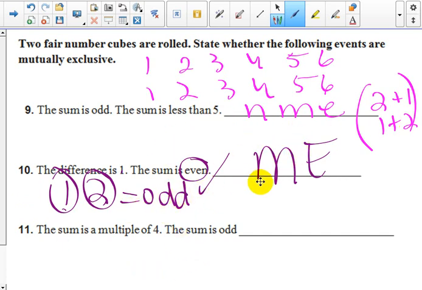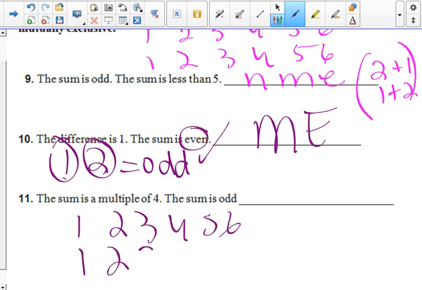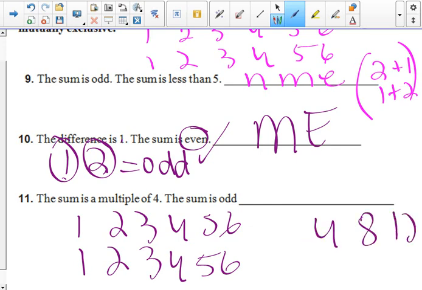Okay, in 11, the sum is a multiple of 4 and the sum is odd. So a multiple of 4, when we add these, again, we're going to have 1, 2, 3, 4, 5, 6, 1, 2, 3, 4, 5, 6. So the sum is a multiple of 4. That means 4, 8, 12. So what can I add and get a 4? I could get a 3 and a 1.